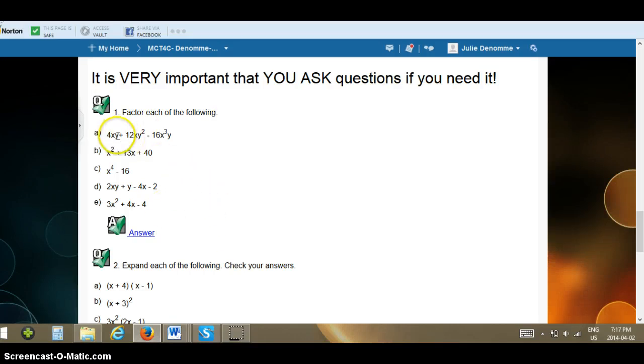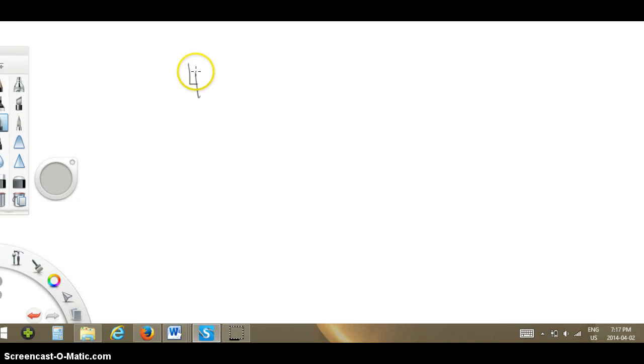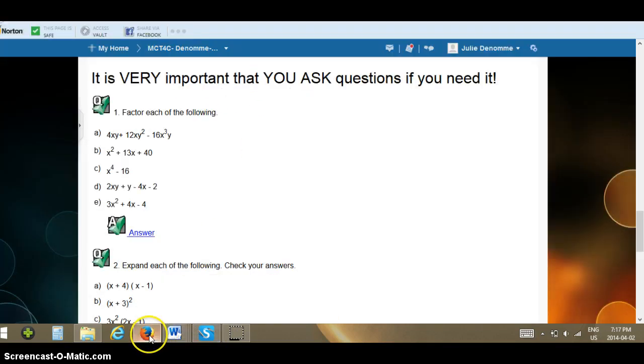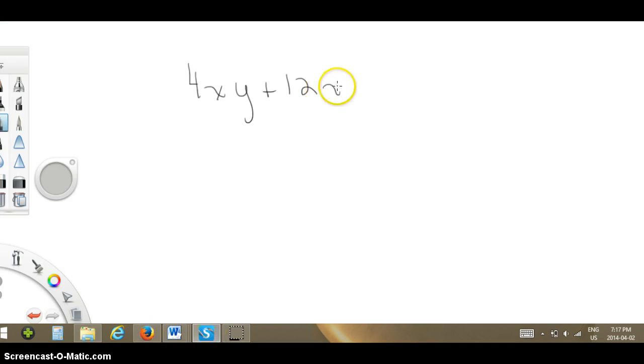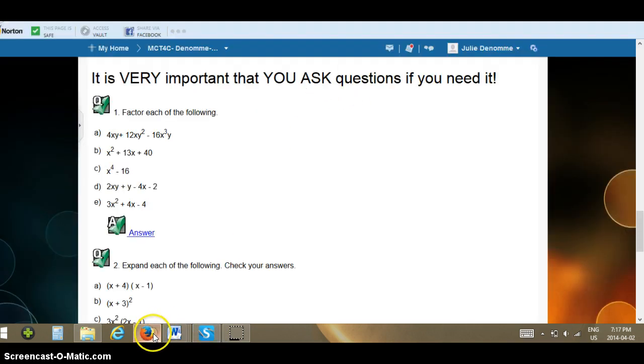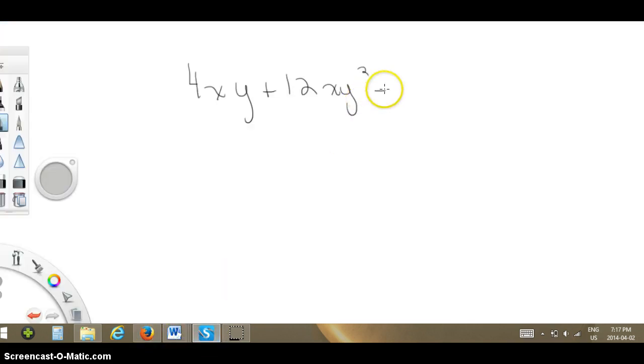Okay, so in order to be able to factor this expression here, we have 4xy plus 12xy squared minus 16x cubed y. So whatever type of expression it is, you want to look for a common factor. And a common factor is something that they all have in common. So here, 4, 12, and negative 16 can all be divided by 4. So that's one of the common factors, but then you have to look at the variables.